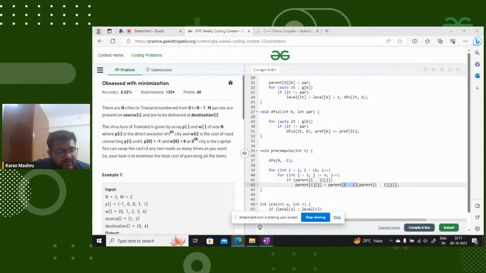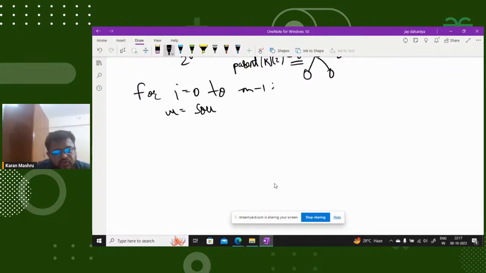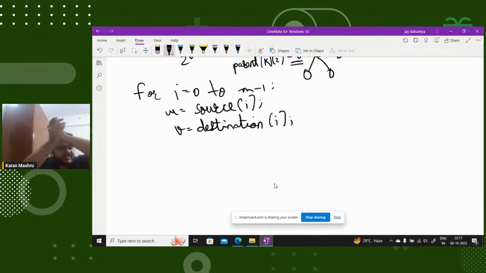Okay, so in this way we have calculated the parents. Now what we will do is move over all the queries for i equals 0 to m minus 1. Let's say u is the source node, the source of i, and v is the destination node. Now I want to find the least common ancestor. First of all I will bring them to the same level, because then making them jump by equal levels will be easy.